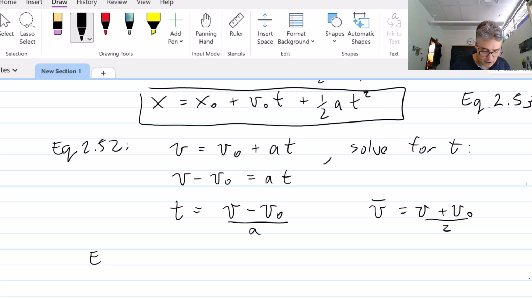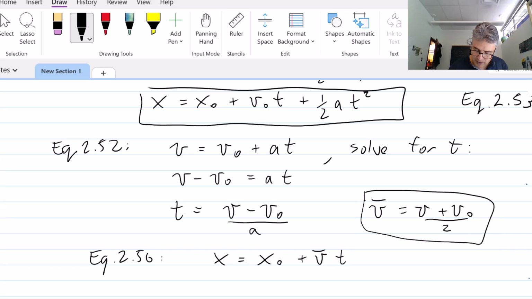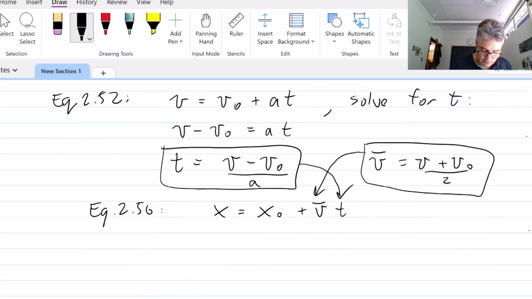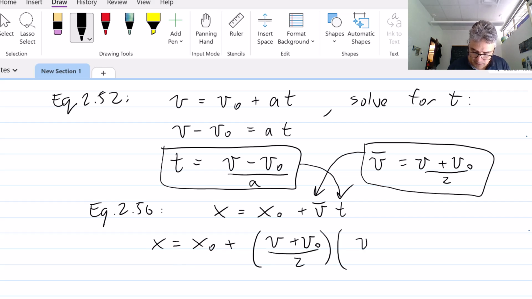Again, let's go back to equation 2.50, which is that x is equal to x0 plus the average speed times the time. So what I'm going to do is a little kind of complicated, but I'm going to take this average v and plug it in there, and then take this t and plug it in there. And so I can write out x is equal to x0 plus v plus v0 all divided by 2 times v minus v0 all divided by a.